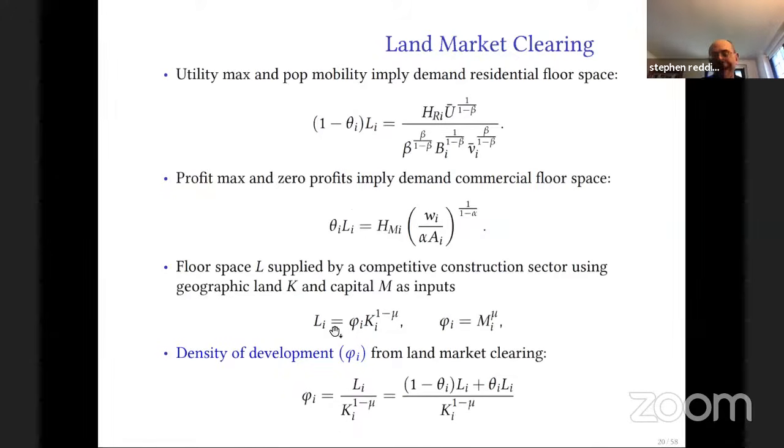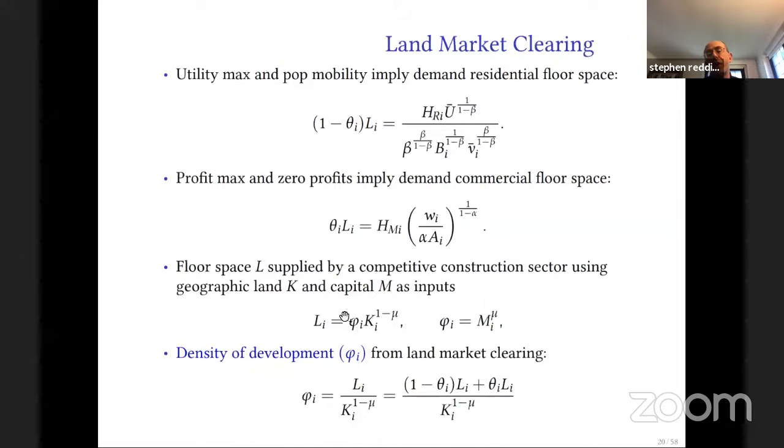Okay, so if I add together those two demands for floor space, which are equal to the two supplies for floor space, they have to equal the overall supply of floor space, L. And how is floor space produced inside the model? Well, we assume it's produced using a constant returns to scale technology, using geographical land area, K, and a building capital M. Obviously in the data, I see geographical land area. That's just the land area of my blocks.